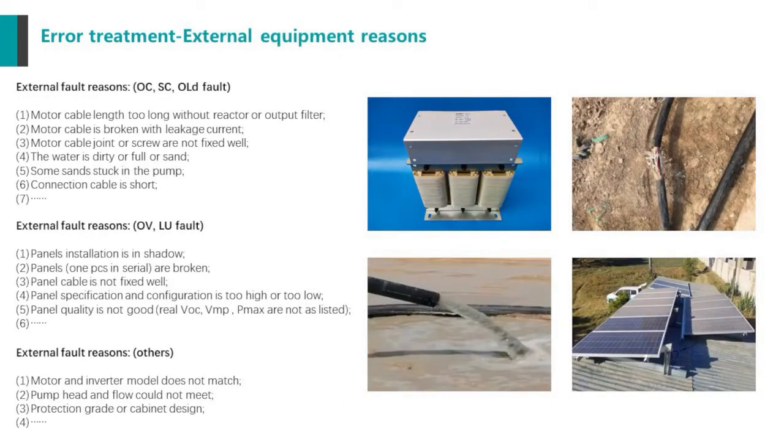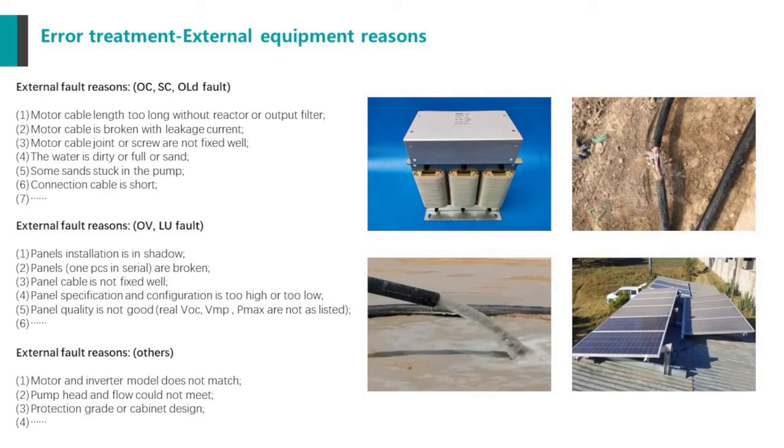Whenever there is any fault, the checking process actually should be the peripheral equipment to check at first, and then we do the inverter self-check. For the peripheral equipment, the OC, SC overload problems are usually on the output side because they mainly check the output current. If the cable length is too long, just now as I introduced, there may be harmonics current and leakage current in the long cable.